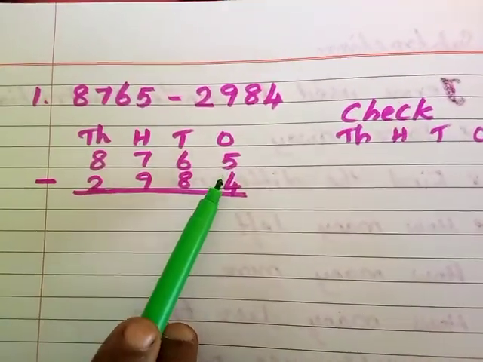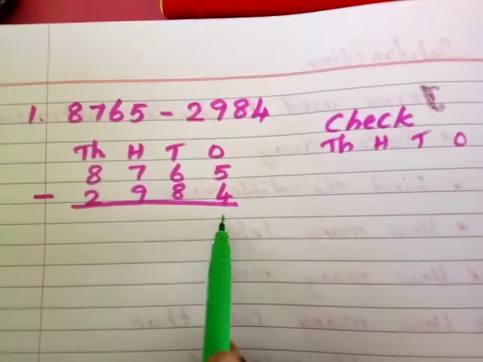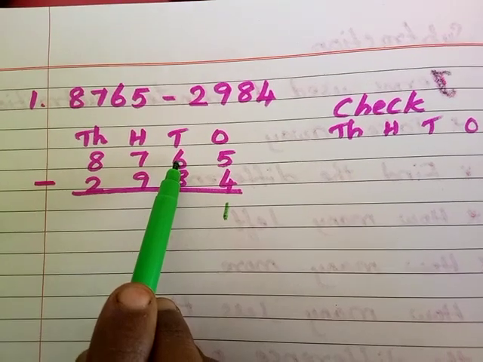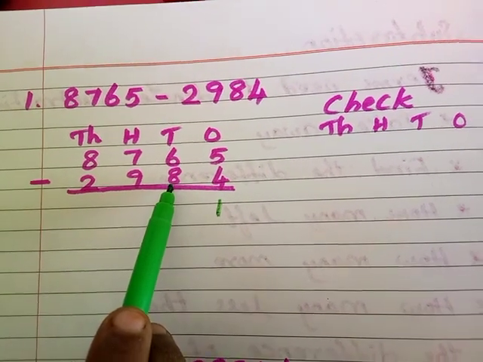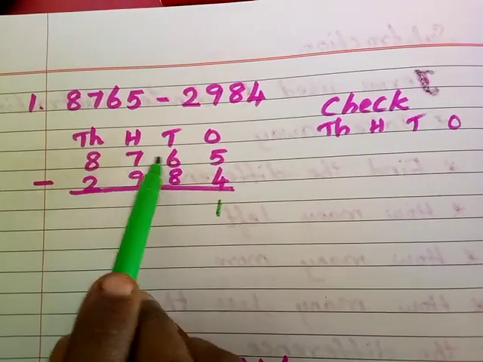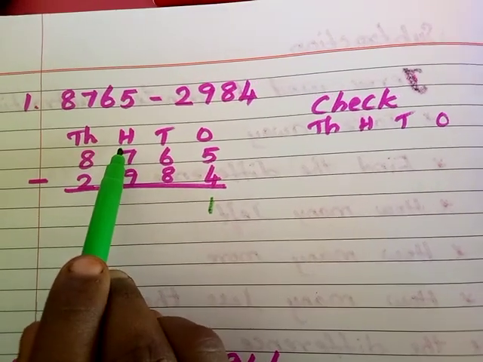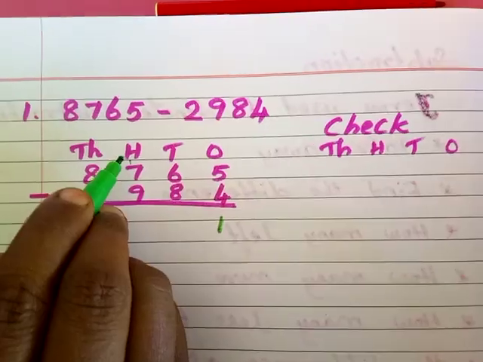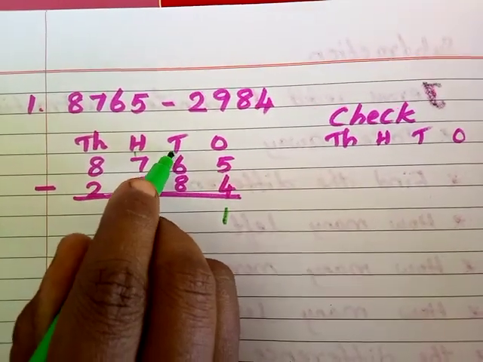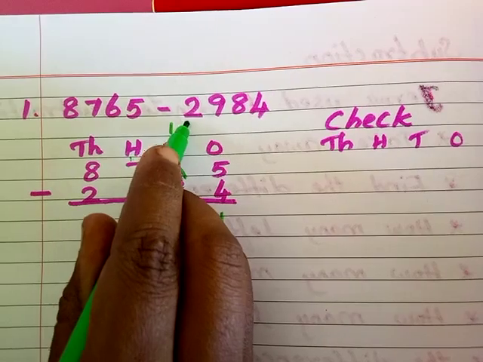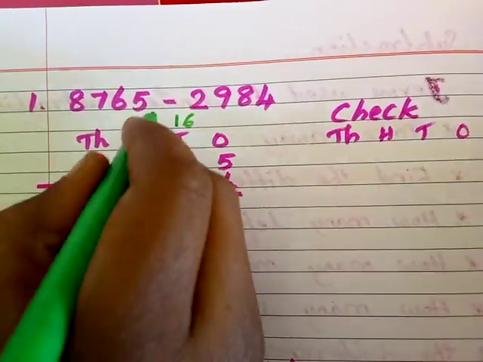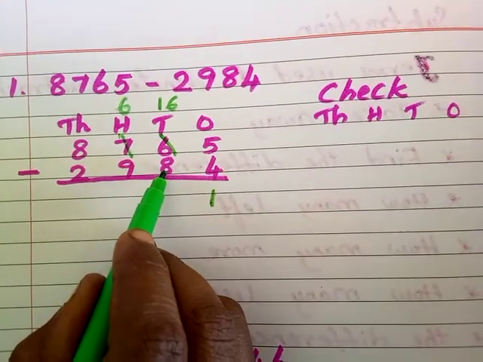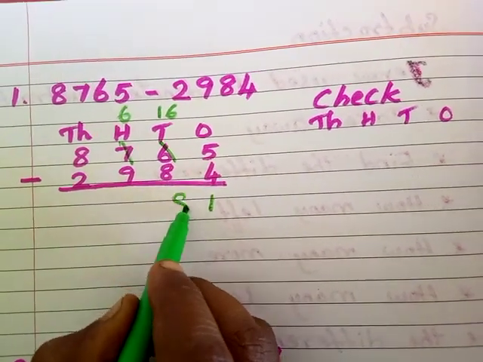So here I should start from the ones place. In the ones place I have 5. 5 minus 4 is 1. And here in the tens place I have 6 minus 8. From 6 tens I cannot subtract 8 tens. So I am going to regroup from the hundreds place. So here I have 7 hundreds. From 7 hundreds, when I regroup, 6 becomes 16 and in the hundreds place 7 becomes 6. So from 16 now I can subtract 8. So 16 minus 8 is 8.